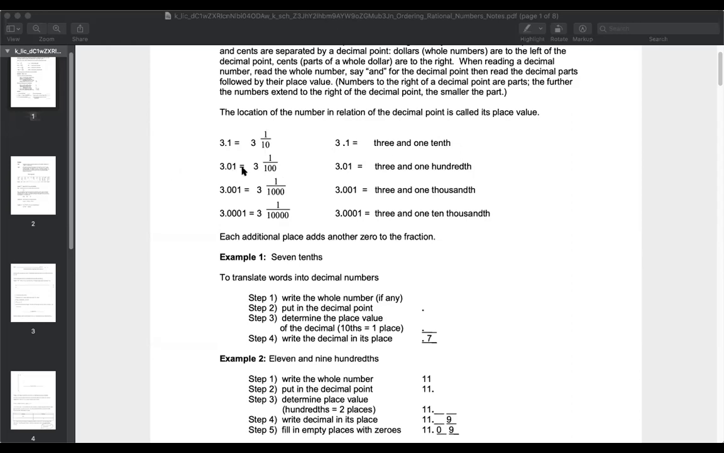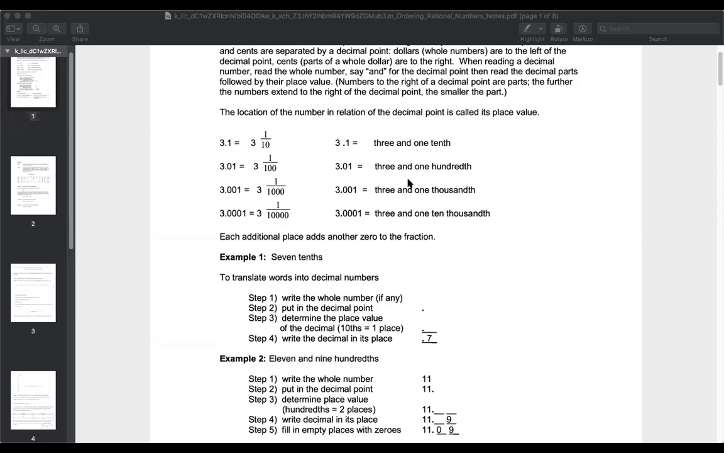And then when we have the second place after the decimal, we have 3.01 or 3 and 1/100th, because that is the hundredths place. After that, we have 3.001, which is 3 and 1/1000th, because that number is now in the thousandths place, right? And so on and so forth. Whatever name we have for the decimal place is how you write it as a fraction.